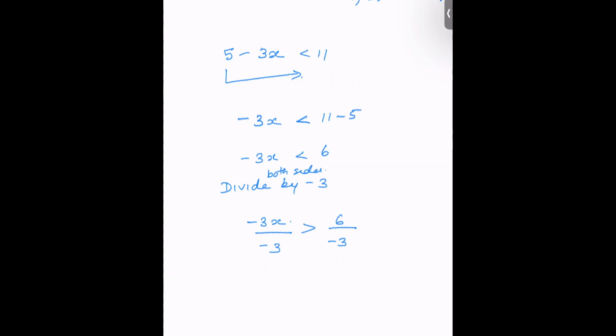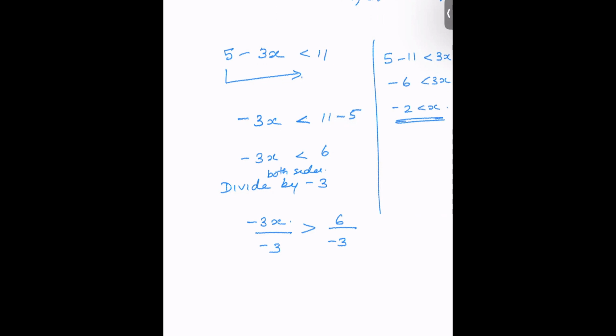How will you do it? All this can be avoided. As Eva said, you just move 11 to the other side. So you will get 5 minus 11 less than 3x. All these things will be solved. There is no issue, but it will be negative 6 less than 3x. Then you divide by 3, you get negative 2 less than x.